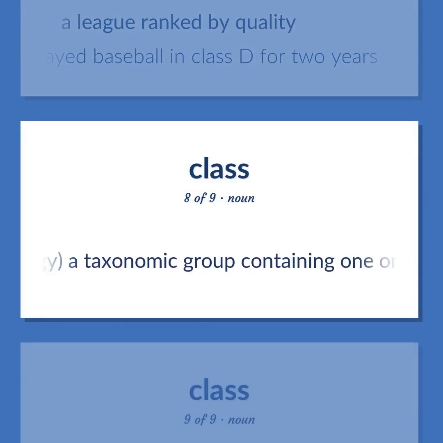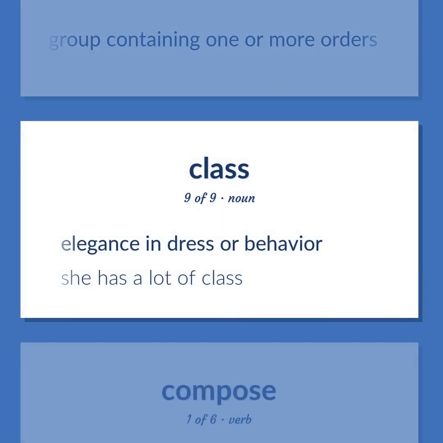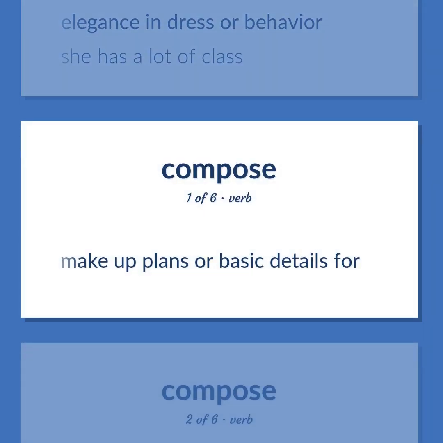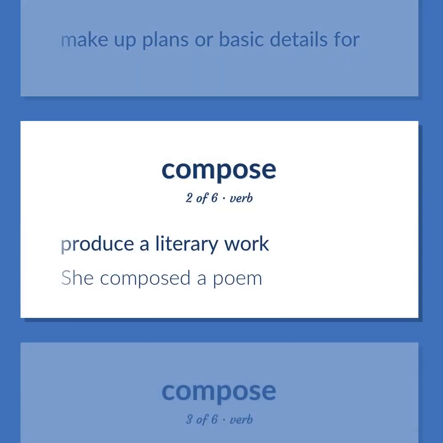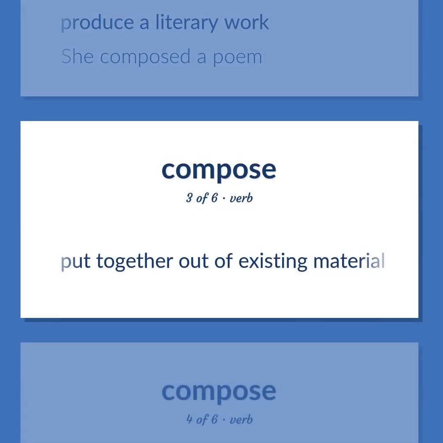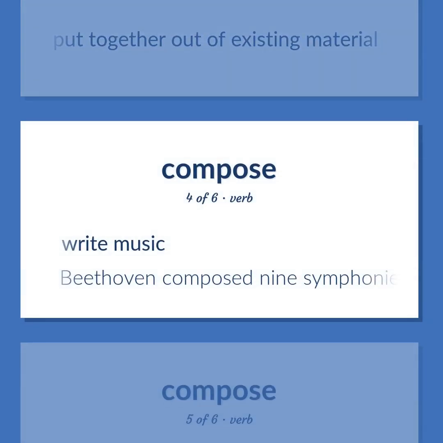Biology, a taxonomic group containing one or more orders. Elegance in dress or behavior. She has a lot of class. Make up plans or basic details for. Produce a literary work. She composed a poem. Put together out of existing material. Write music. Beethoven composed 9 symphonies.